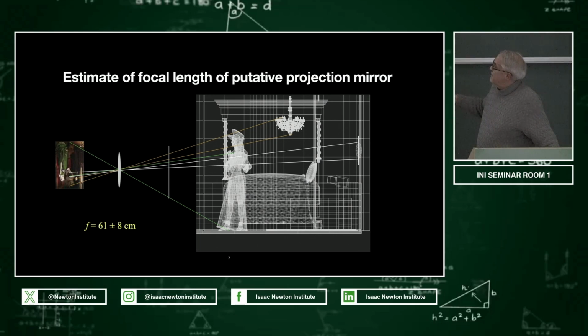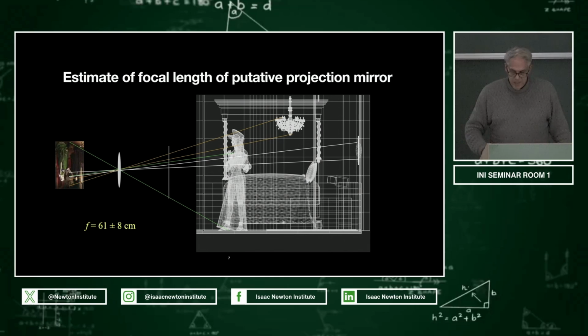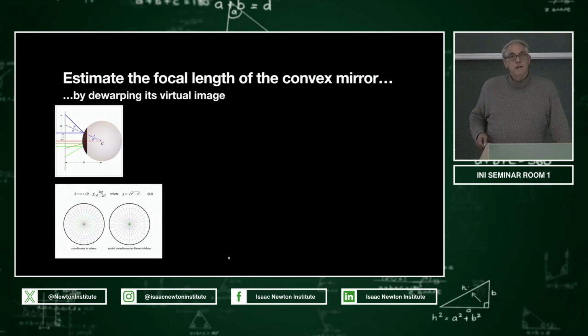And if you have the size of the image, and this is the painting to scale, has to be inverted, the size of the image of the chandelier corresponds to the size of the real chandelier. Of course, it's not real, it's computer graphics. Size of Arnolfini, and so forth, 13 pairs of objects and images. And once you have this set up, you have the object distance from an object to the lens, and the image distance from the image to the lens. It's high school optics. You calculate the focal length. Turns out to be 61 plus or minus 8 centimeters. Well, now let's find the focal length of the convex mirror.